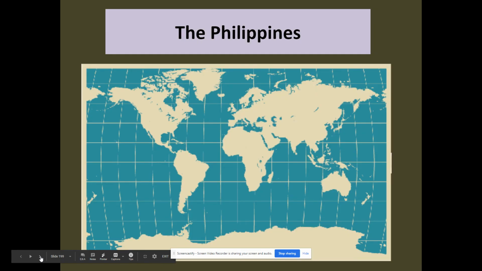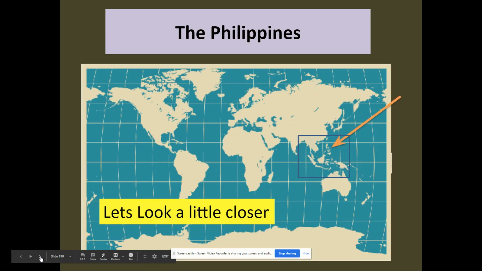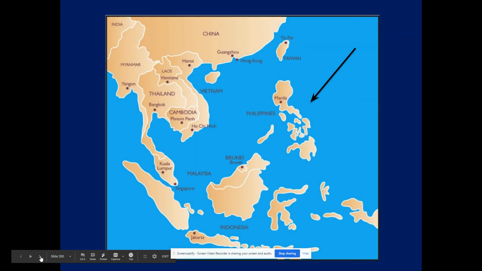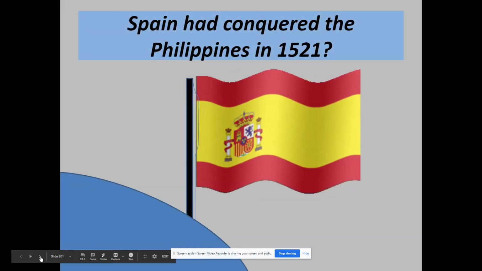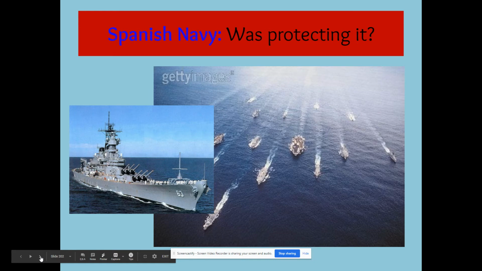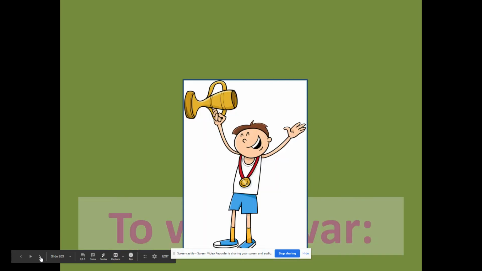So let's look at the war in the Pacific first. The Philippines, right there. Perfect. Excellent. If we look a little closer, the Philippines is not all that far from Taiwan and China. Now, Spain had conquered the Philippines in 1521. They had the Spanish Navy there protecting the Philippines.